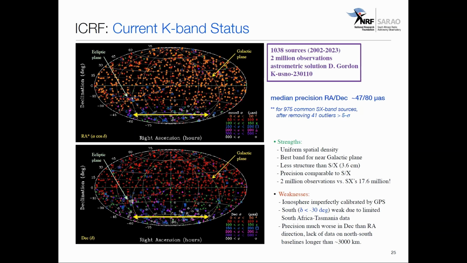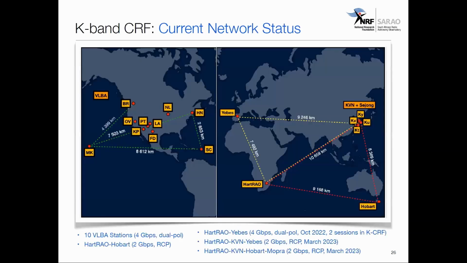We have this wonderful instrument, the VLBA, in the north, with which we do observations. But for the deep south, we only have a single baseline, two antennas: the telescope in Hartebeesthoek in South Africa and one in Tasmania in Australia. So again, the south is weak. And then our precision, as you can see, is much worse in declination than right ascension. This is because of a lack of north-south baselines longer than about 3,000 kilometers.